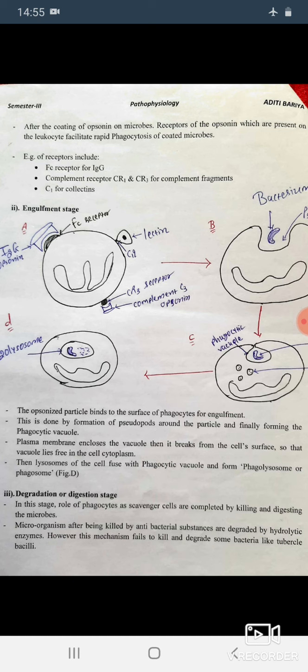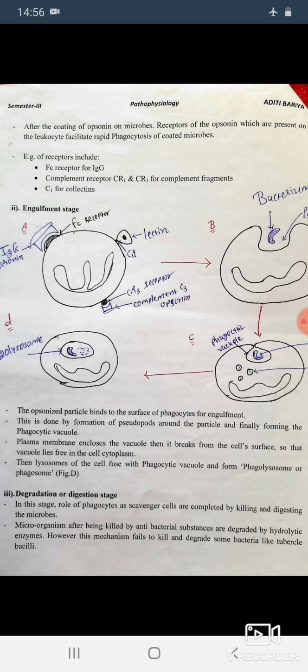Now, after the coating of opsonin on microbes, the receptors of the opsonin which are present on the leukocyte facilitate the rapid phagocytosis of coated microbes. જ્યારે એ opsonin એ covering form કરી દેશે, એના પછી after that formation of that covering, the receptors for that opsonin are present on the surface of neutrophil or macrophage. So they can identify now this substance present, now we should bind with this substance with the receptors. So they bind with these substances with the receptors. See, જે substance ના આપણે example લીધા એના receptors બી છે.